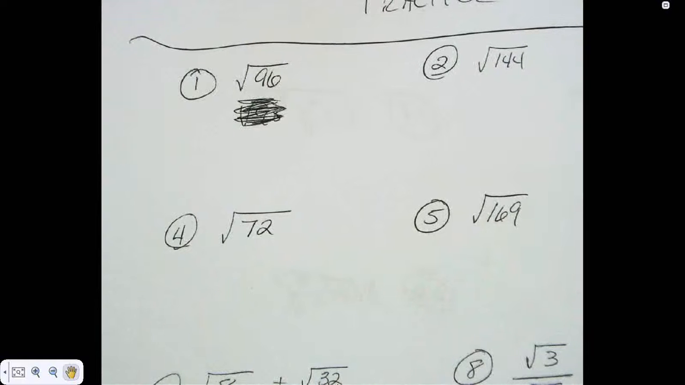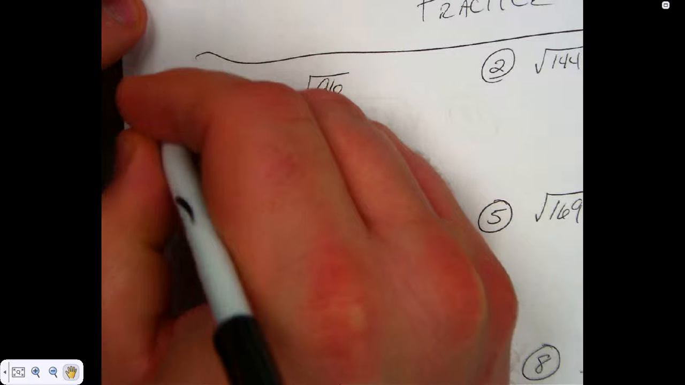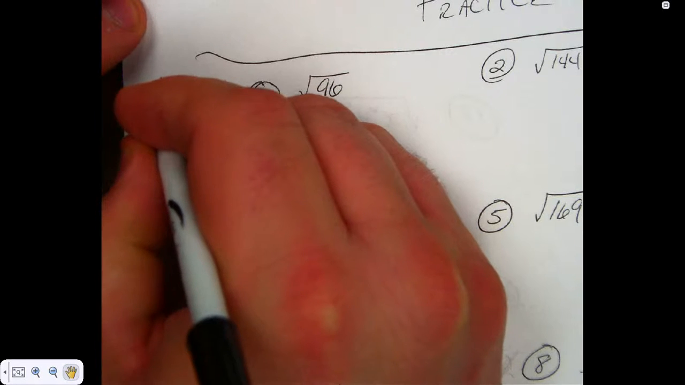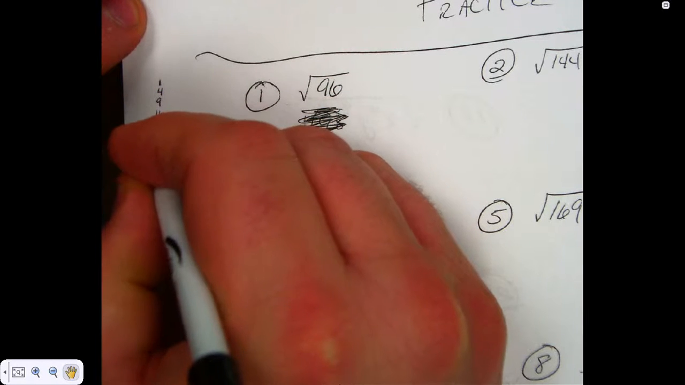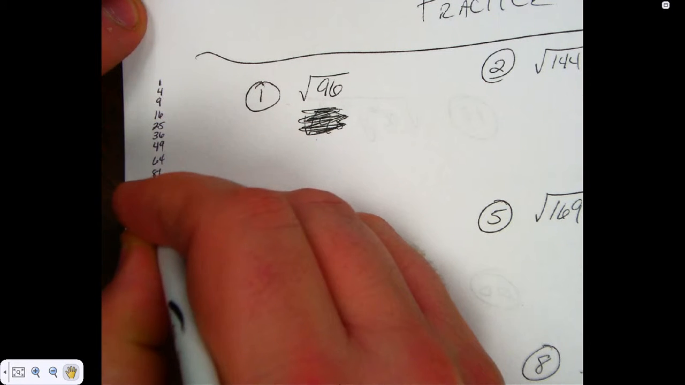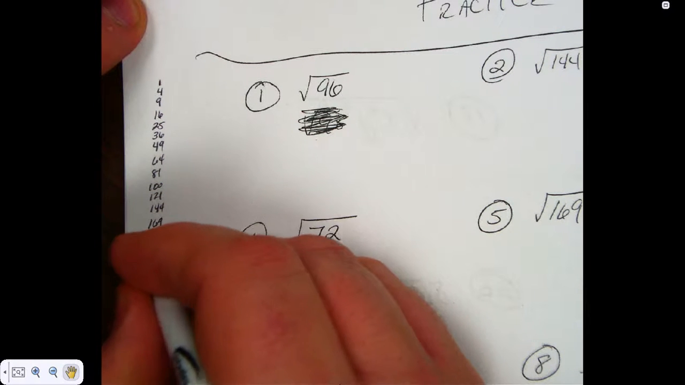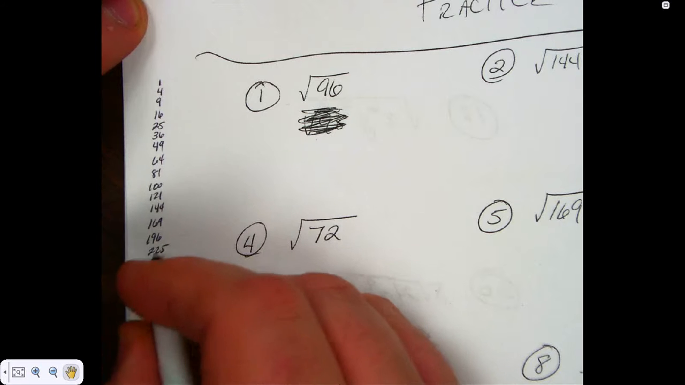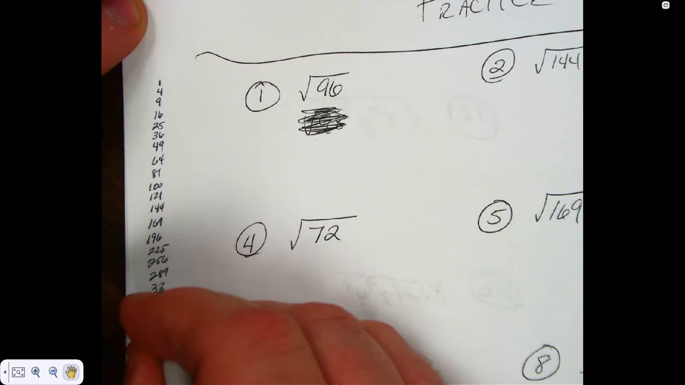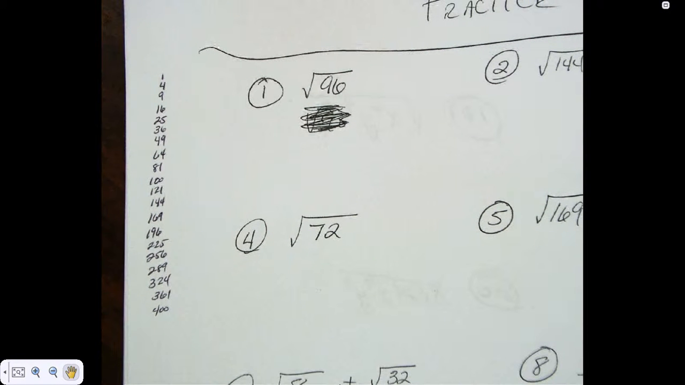Square root of 96. First of all, if you were writing those perfect squares, they'd be what? 1, 4, 9, 16, 25, 36, 49, 64, 81, 100, 121, 144, 169, 196, 225. What's next? 256, 289, 324, 361, and then 400, right? That'd be a pretty good amount of them.